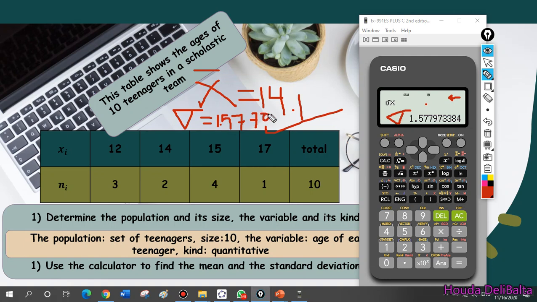It is 1.5779, etc. We usually round it to the nearest hundredths, so we round it to get approximately 1.58. So sigma equals 1.58 and x bar equals 14.1. So sigma is 1.5779, etc. When we round it to the nearest hundredths, it becomes 1.58 because 7 is greater than 5. And by this, we learned how to find the mean and the standard deviation using the calculator.